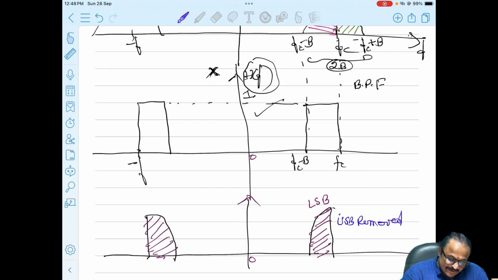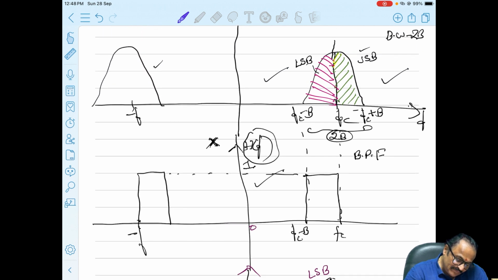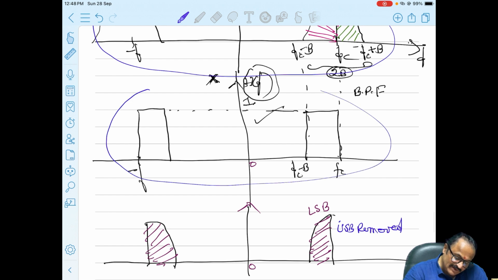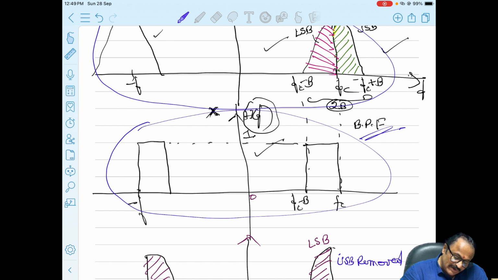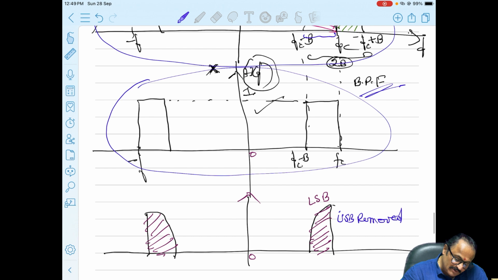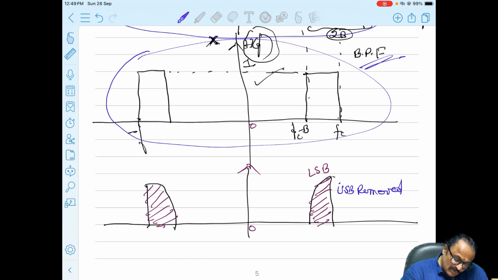This is a simple filtering technique to remove one of the side bands. See what you are doing. You are multiplying your double sideband suppressed carrier signal with this, the transfer function of a band pass filter, whose cutoff frequencies are FC minus B to FC, only from here to here. So it will pass only this frequency and won't pass any other frequency. What is available is only the lower sideband part, from FC minus B to FC. This is what is required.